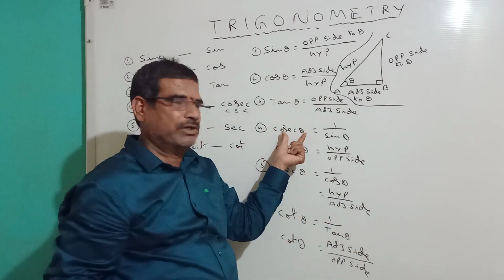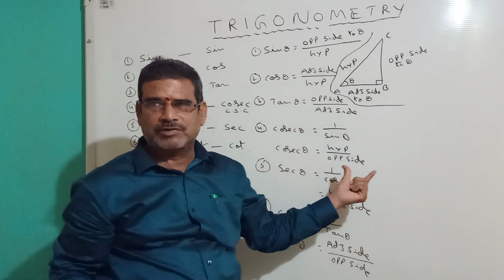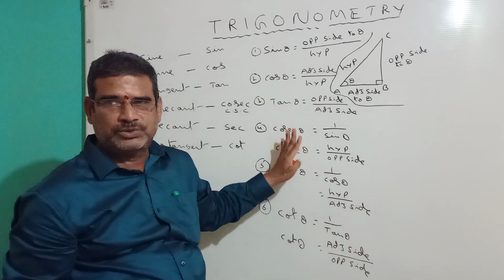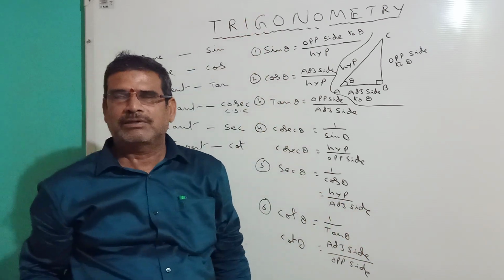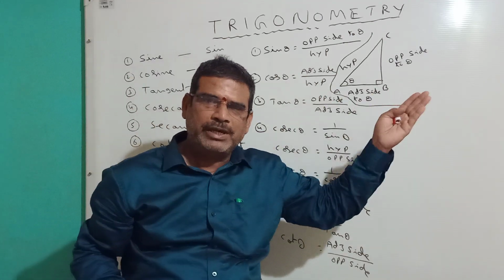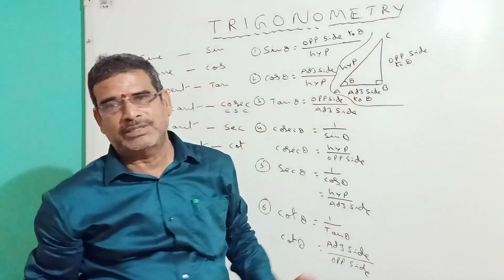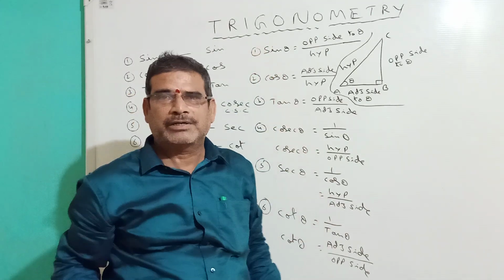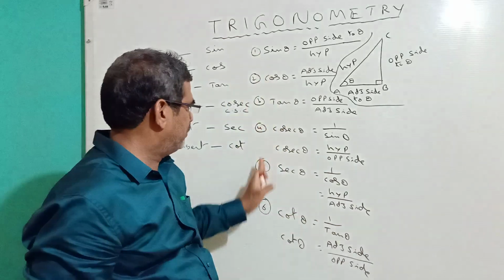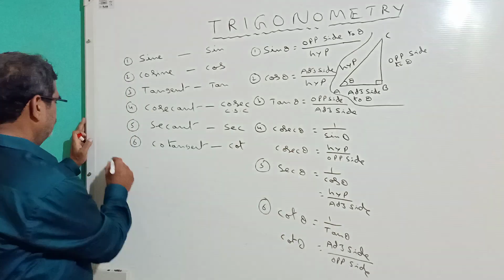You have to learn this one. Cosecant is the inverse of sin theta. Secant is the inverse of cos theta. Cot theta is the inverse of tan theta. If you know these three, these six will come very easily. So sin theta is opposite by hypotenuse. Cos theta is adjacent by hypotenuse, whereas tan theta is opposite by adjacent. This is very, very important basic knowledge. After that, you have to remember these three. After these three, the remaining three will come.